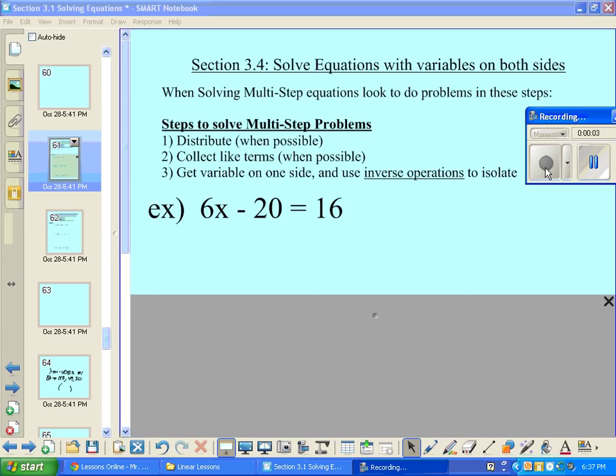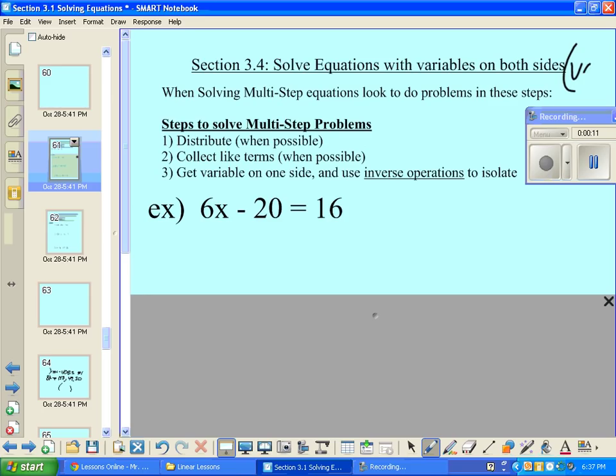Today's lesson is on section 3.4, solving equations with variables on both sides, or as you'll hear me sometimes abbreviate that on worksheets, I just say VOBs, just because it's an acronym to shorten that up. But these are problems where there's variables on both sides of the equation.